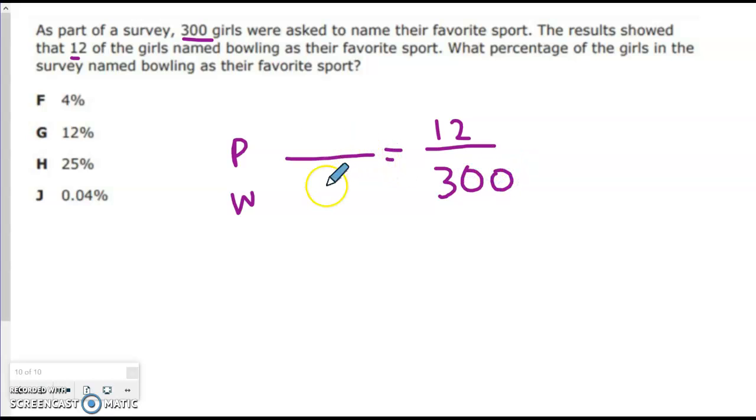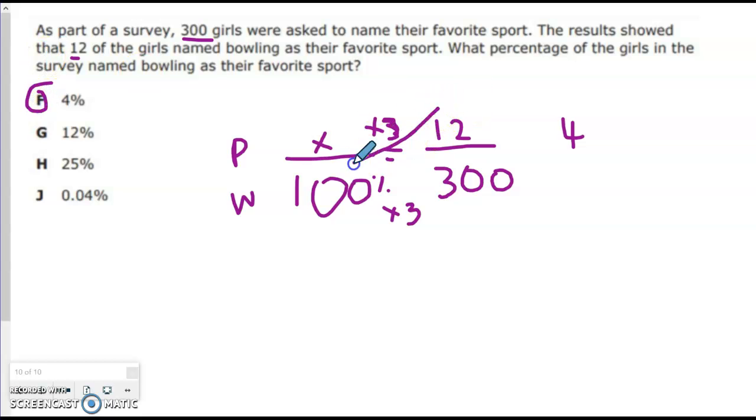We want to know the percent. So remember, 100% always goes with the whole. If we're looking for the percent, we're looking for the part. So in this situation, it's easy to see 100 times 3 would give us 300, so we can do that. X times 3 would give us 12. So what number times 3 would give us 12? 4 would. If you don't see that easily, you can cross multiply.